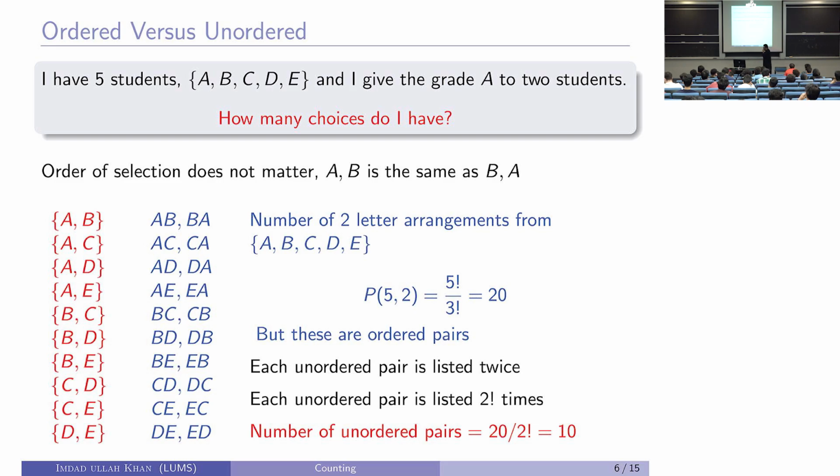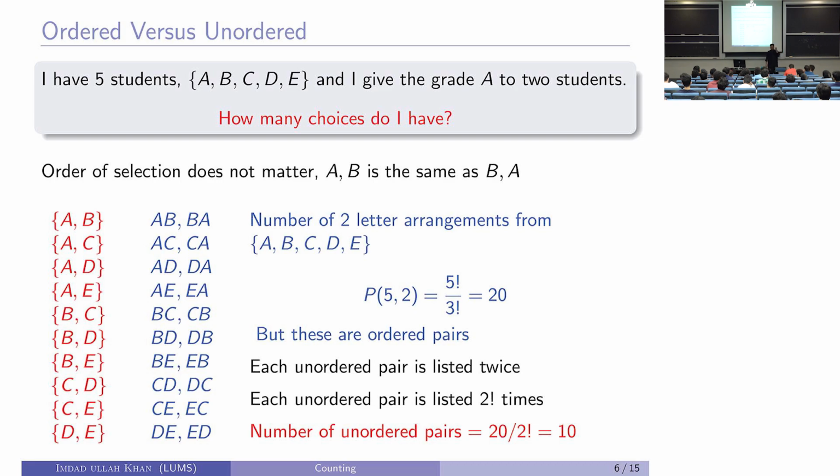Okay, so the number of 2-letter arrangements, the number of these 2 students for 500 and 300, we saw that was P5 2, it was 20 of them, right? Okay? So if I list all these 20, suppose these 20 are the choices that I have to give them A grade, right? The problem is DE and ED actually are the same set of people who both get A. I'm counting them twice if I do the ordered arrangements, right? But I know exactly how many times.